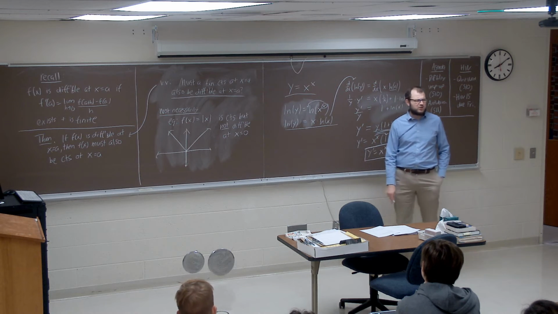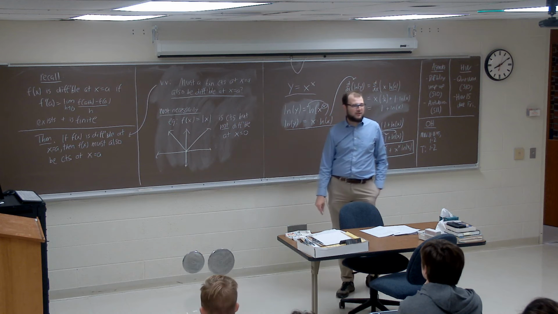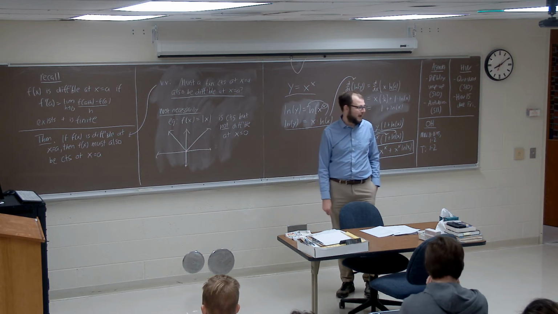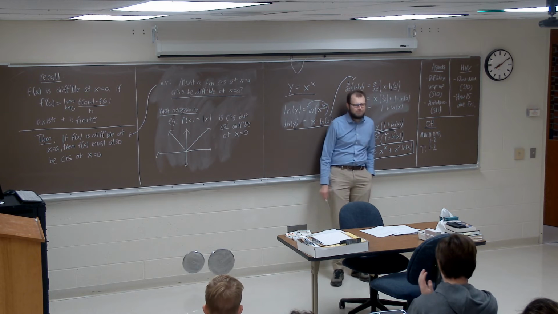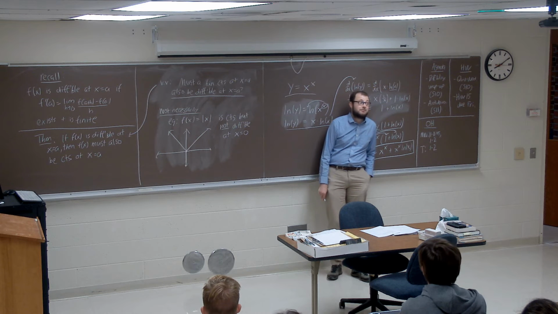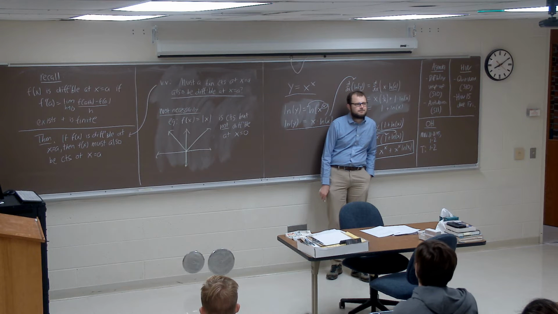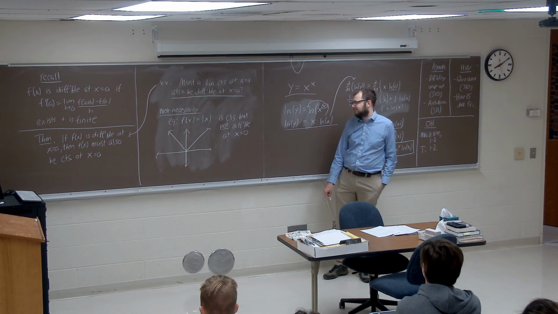So why is this function not differentiable at 0? Other than the fact that there's a sharp corner there and sharp things are bad. What could we say about the slope of the function at, say, x equals 0? James? The slope approaching it from the right and the slope approaching it from the left are different.